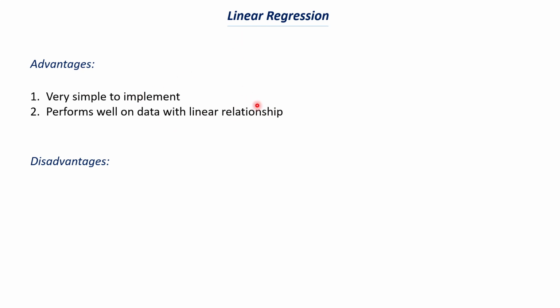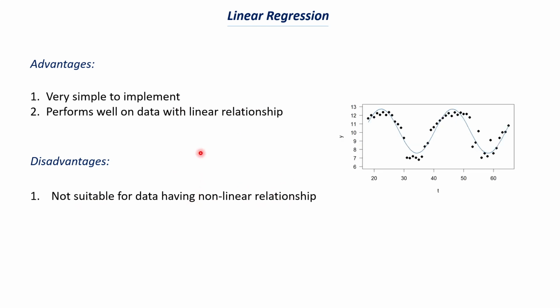And there are also some disadvantages to it. As this model is very simple, it is not suitable for data having a non-linear relationship. Okay, so let's say that we have data something like this. Here you can see that this data is in the form of a sine curve, right? So there is an increase in the value of the data points, and then there is a decrease in the value, and again there is an increase and so on.